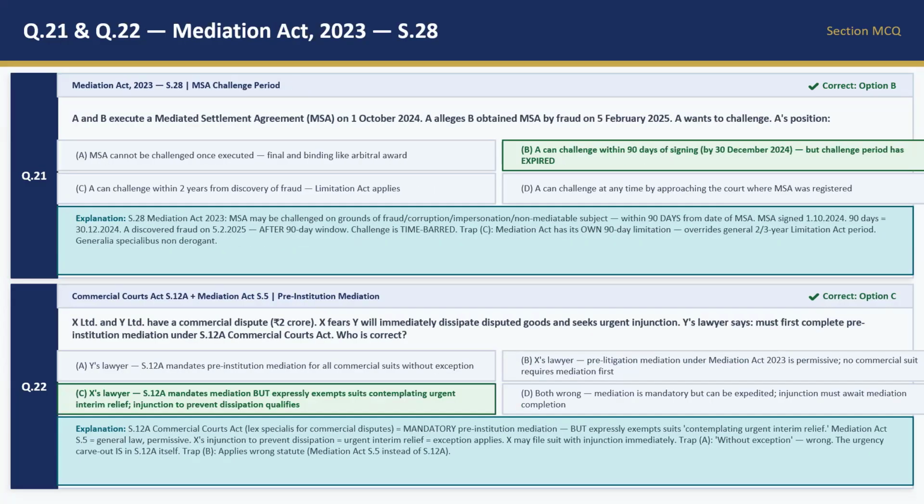Mediation Act, MSA, challenge period. A and B execute a mediated settlement agreement on 1st of October 2024. A alleges B obtained the mediated settlement agreement by fraud on 5th February 2025. A wants to challenge. What is the position? So there is a time limit. A can challenge within 90 days of signing. So he should have challenged it by 30th December 2024. But the challenge period has expired.